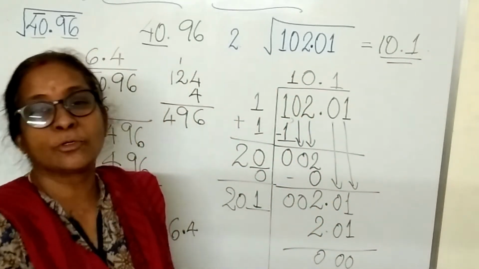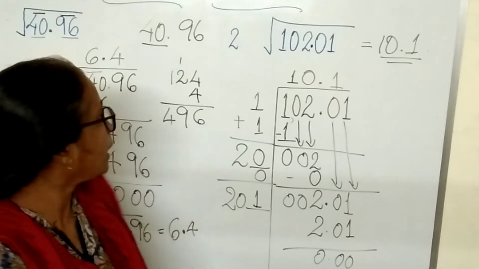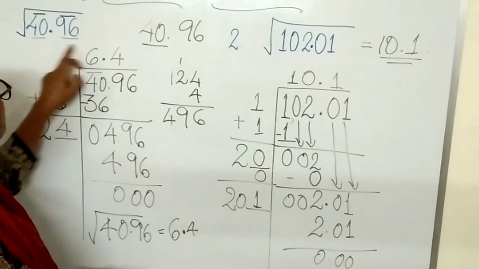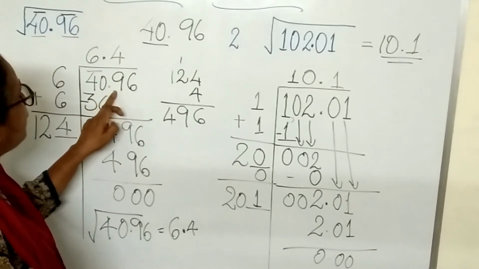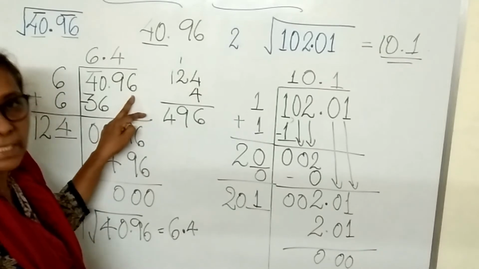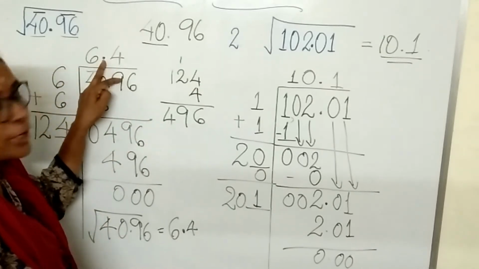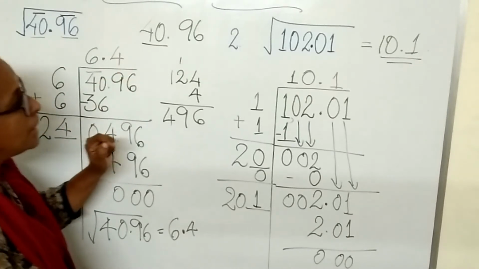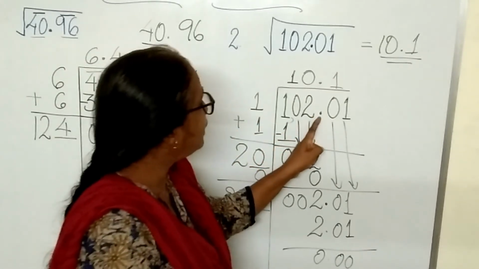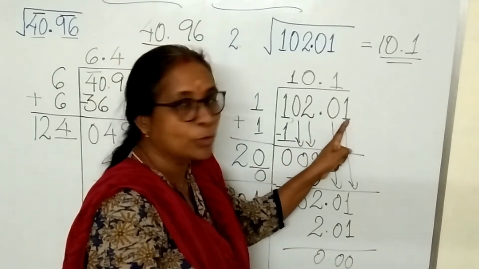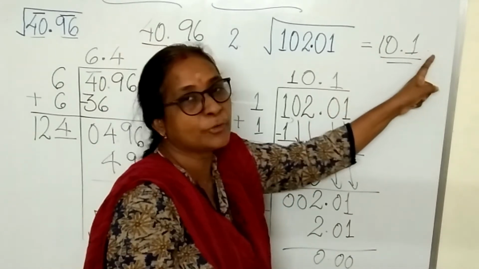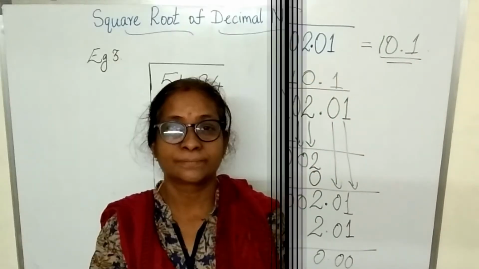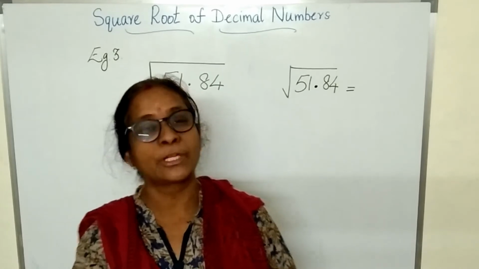Okay. So you need to check one more thing. You see here, in the square number, we have 2 digits after the decimal point. And in the square root, how many digits are there? 1 digit after the decimal. Now here you see, here also after the decimal point, there are 2 digits. But when we find the square root, how many digits will be there? 1 digit. Okay. Now let us see one more example.